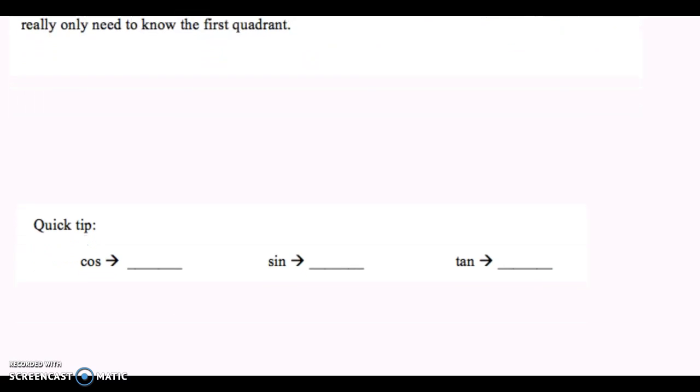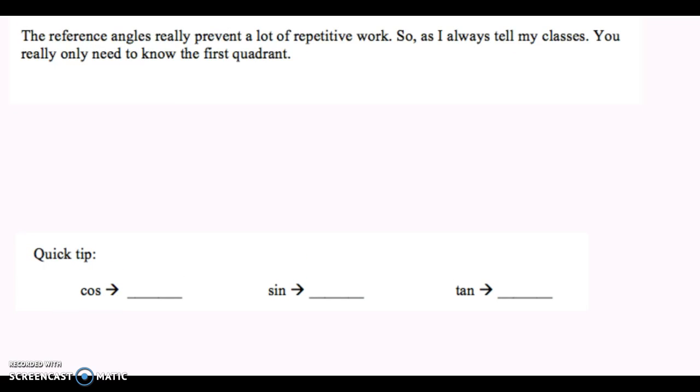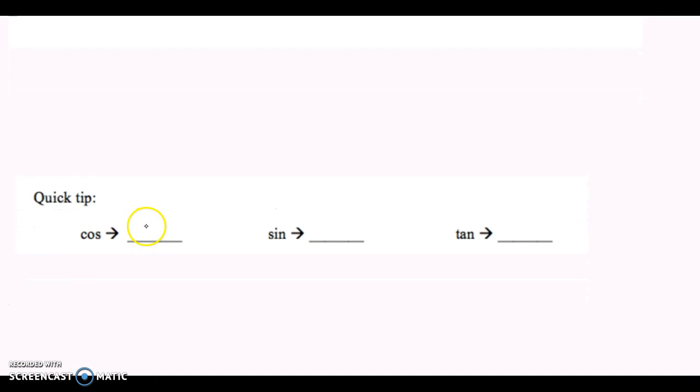Okay, the last thing that I'm going to say for this portion of the video: reference angles are going to prevent a lot of repetitive work, so all you really need to know is the first quadrant, which is why we did that. Quick tip for you in the future: cosine always relates to x, sine is always going to relate to the y coordinate on the unit circle, and the tangent is always going to require the ratio y over x.